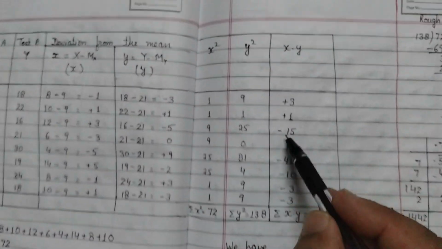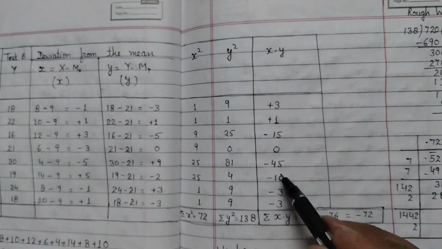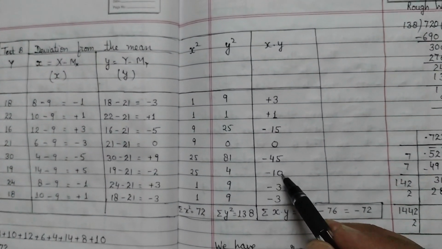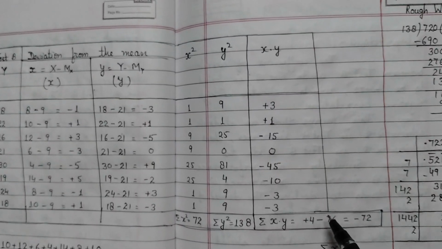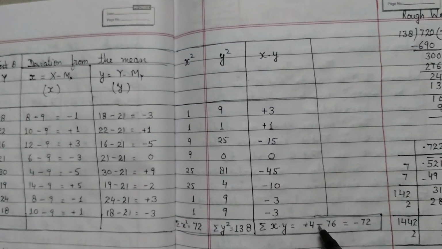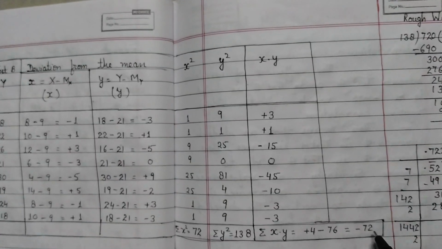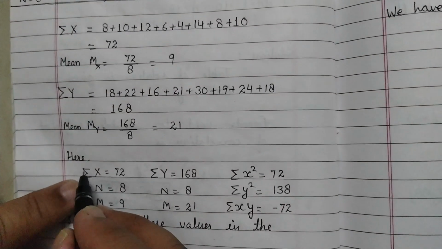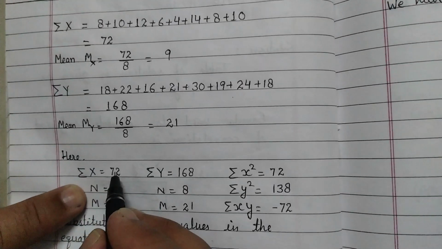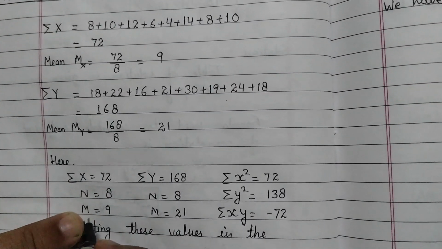And the minus values are minus 15, minus 45, 60, minus 60, minus 10, 70, minus 3, 73, minus 3, 76. So 4 plus minus 76 gives us minus 72. So here I have written summation x is equal to 72, n is equal to 8, therefore m is equal to 9.